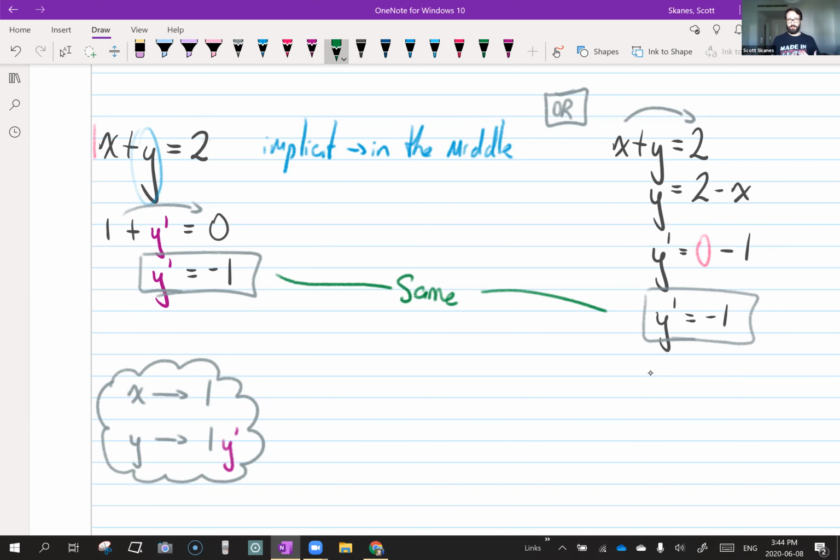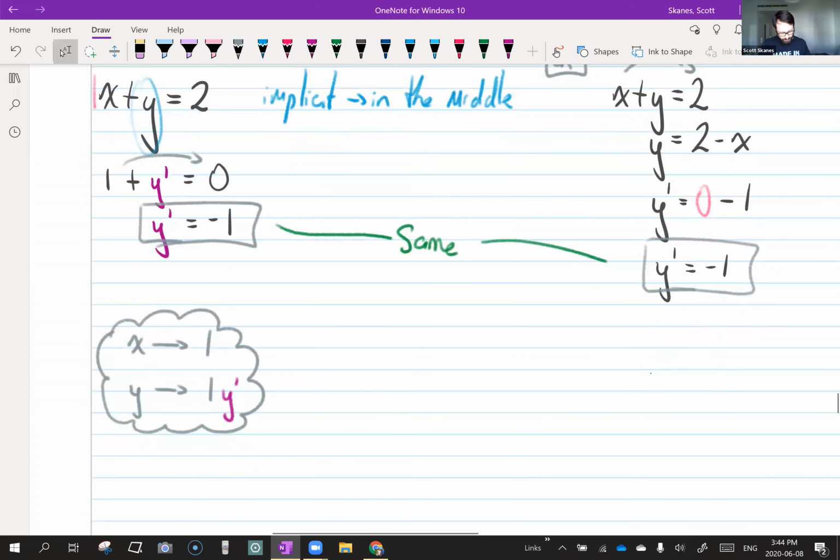If you don't have y solved for and you can't solve for it, you don't have a choice. You have to do what's called implicit. Let me show you some other examples of what's going to happen in a second. This is all a side note. If you had the derivative of 2x, can you tell me what that would be? What's the derivative of 2x?